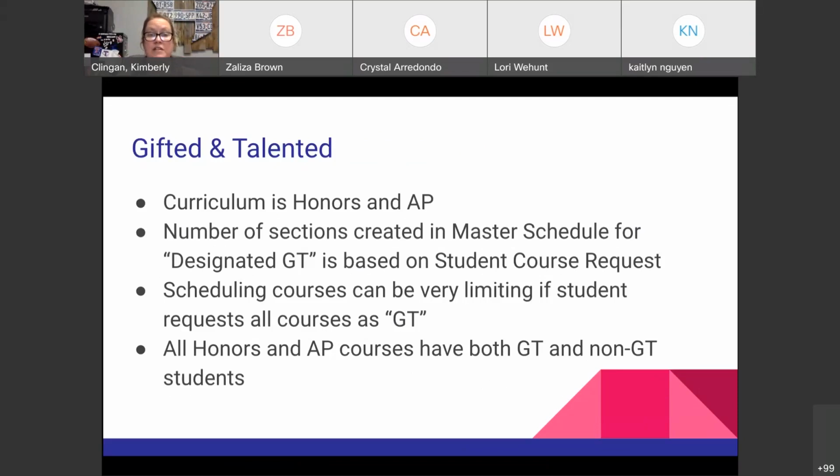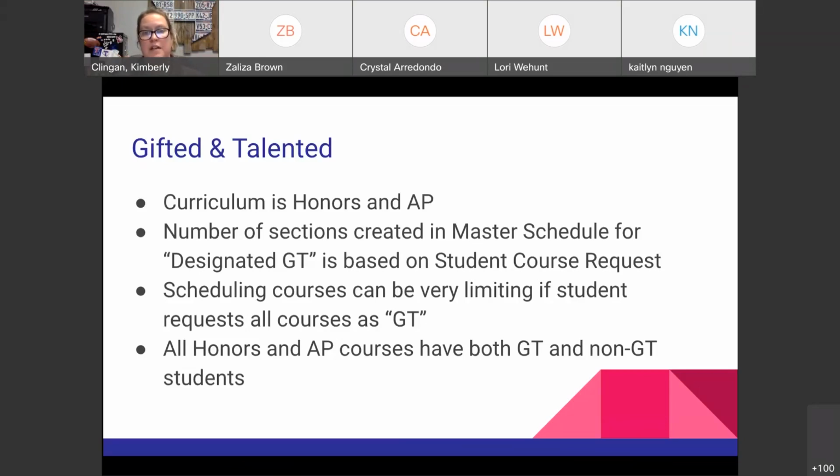When we create sections in the master schedule, if a class is designated as GT, it is based on student course request. If we don't have enough students who sign up for a GT designated course, then students will be in AP or honors courses, and AP and honors courses have both GT and non-GT students, and the teachers are expected to go through the training to be able to provide the curriculum for our students who qualify for gifted and talented services. So if your student wants to do a designated GT class, please request it.